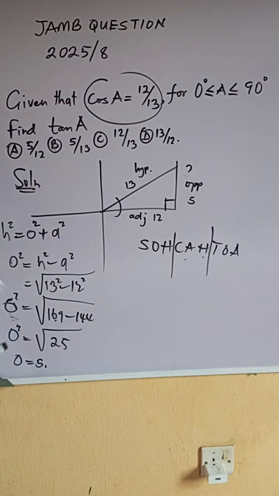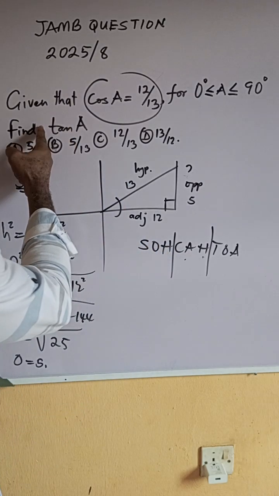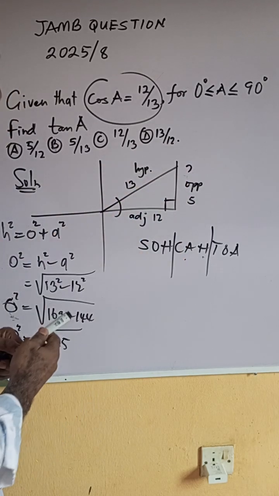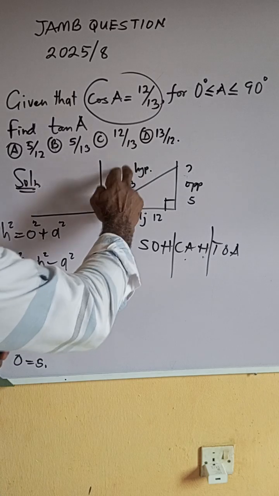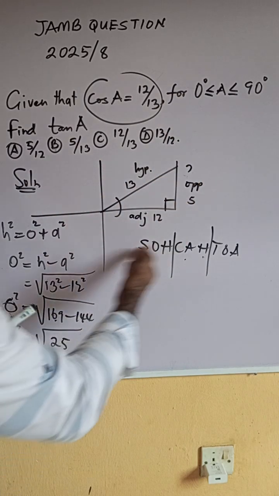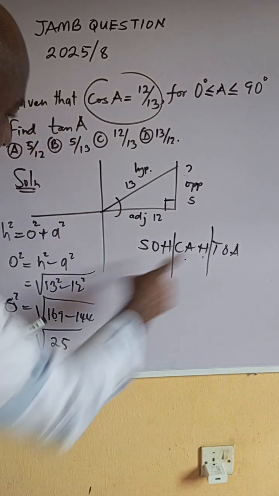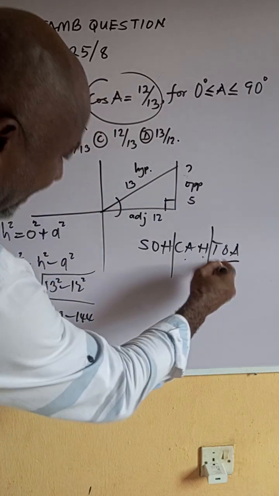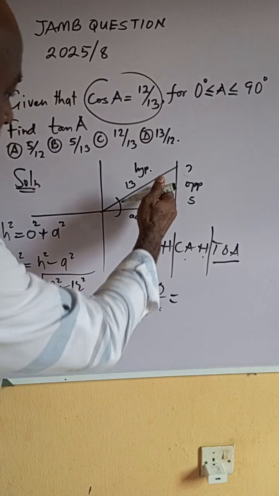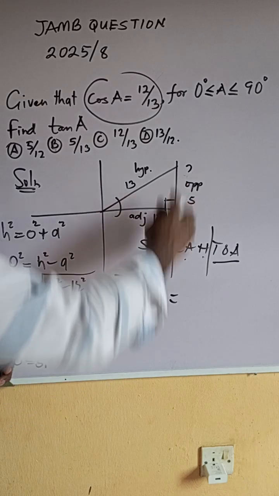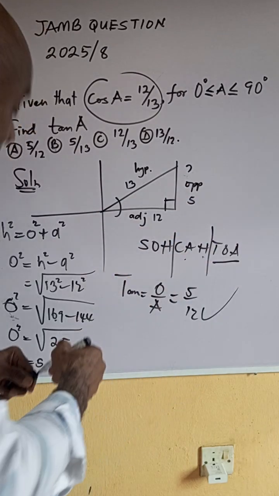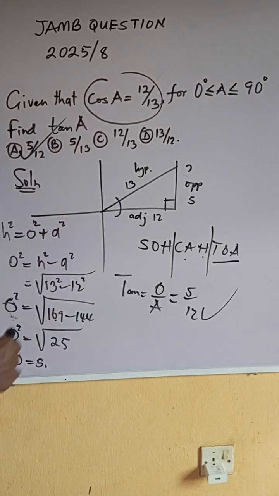We come back to the ratio. We are asked to determine tan A. The lengths of the three sides of this triangle are now known. Hypotenuse is 13, adjacent is 12, and the opposite is 5. So which of the ratios are we going to use now? Tan A. So tan is equal to opposite over adjacent. And from here, which side is the opposite? 5. 5 over adjacent, 12. I think the right option is A, 5 over 12.